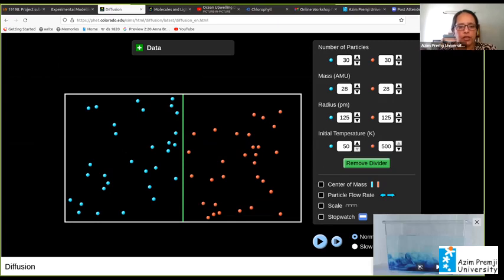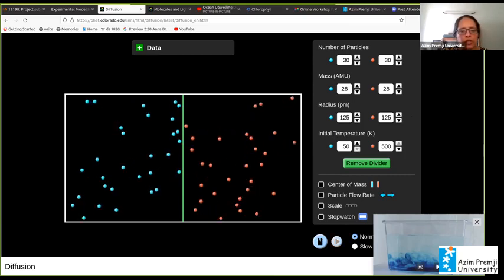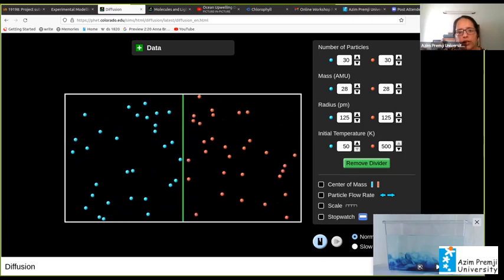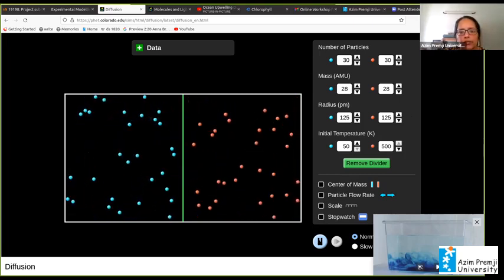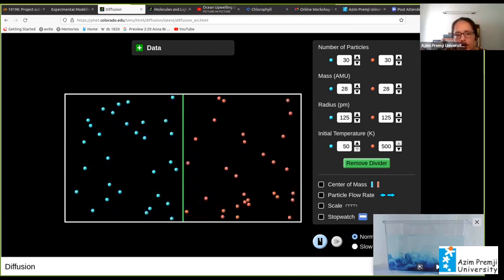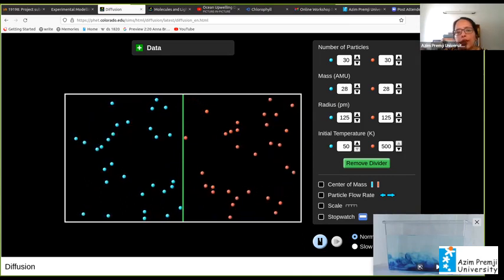What you have here are particles which are just exhibiting random motion via collision. Currently, these blue and red particles are separated by a barrier. On the left-hand side, you have 30 particles, and on the right-hand side also, you have 30 particles. They have the same mass and the same radius, but they have different initial temperatures. You can see how this initial temperature impacts their movement when you play the simulation. What you notice is that the lower temperature gas molecules are moving at a very low velocity. This is based on the Maxwell-Boltzmann velocity distribution, or the kinetic theory of gases that you may have heard of.